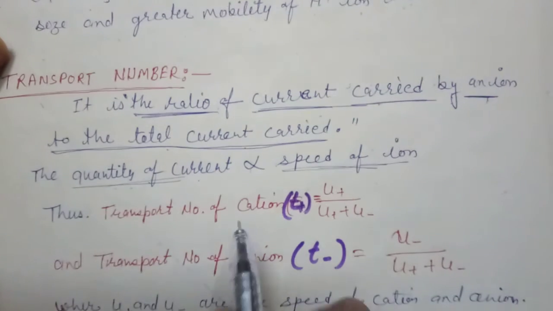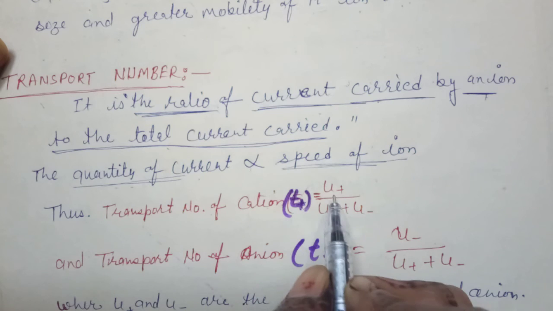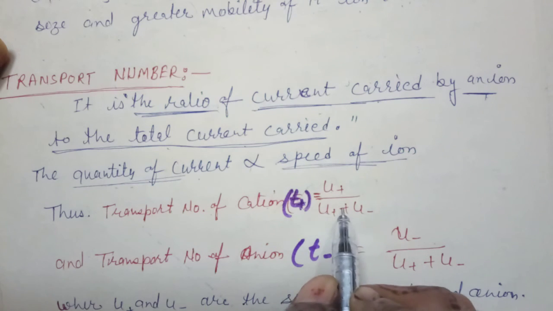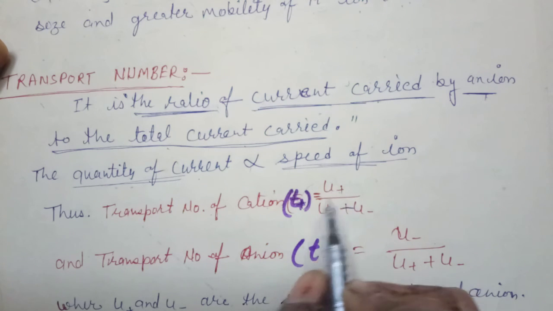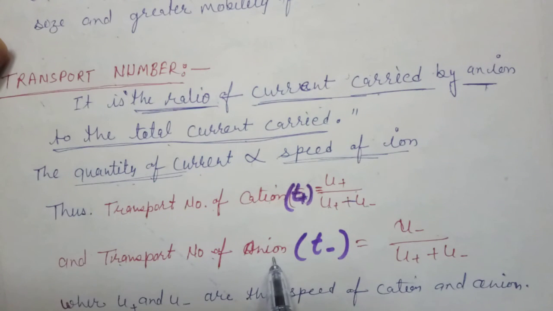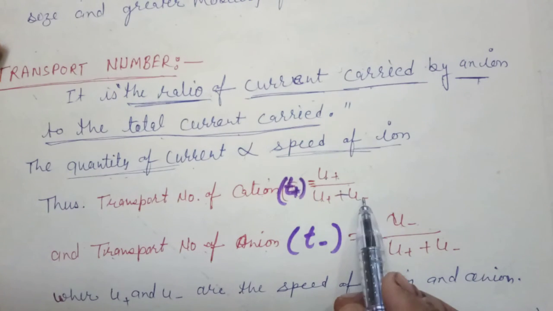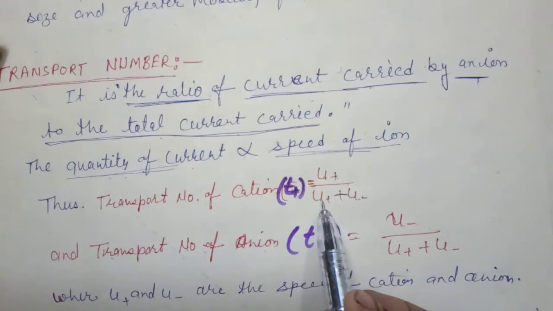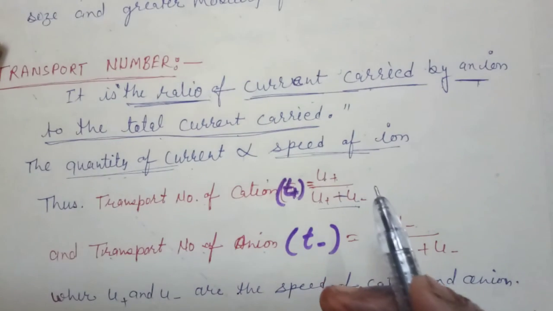So we can say the transport number of cation, that is T plus, will be equal to U plus upon U plus plus U minus. U is the speed: speed of cation upon the total speed of cation and anion. Or the transport number of anion, that is T minus, will be equal to U minus upon U plus plus U minus. U plus is the speed of cation and U minus is the speed of the anion, and U plus plus U minus is the sum of the speeds, or total speed of the ions.